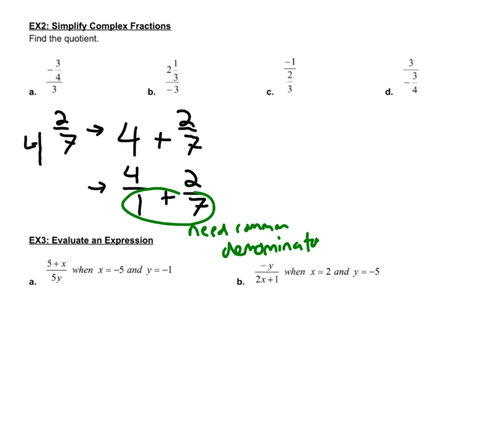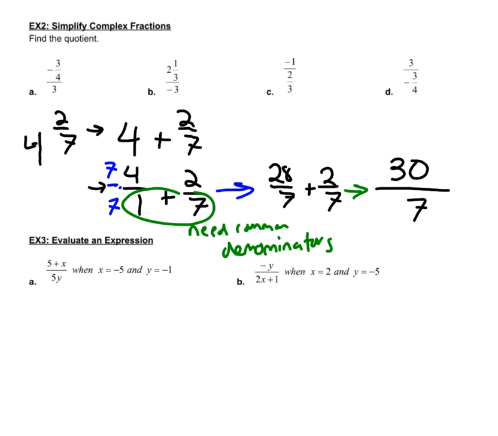So, 4/1, let's see, we want a denominator of 7. Let's multiply 4 over 1 by 7 over 7, which gives us 28 over 7 plus 2/7. Now we've got common denominators, yay. We are happy. So we'll add those numerators and get 30 over 7.